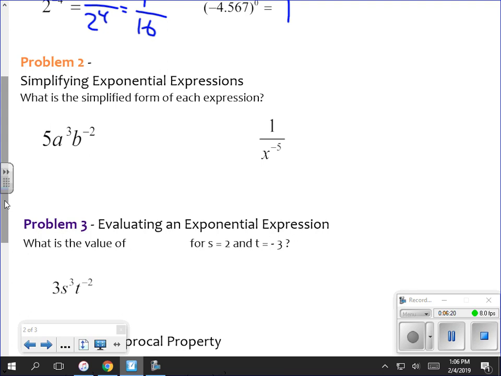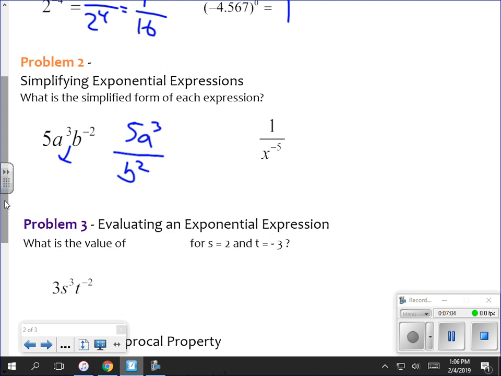So for the first example, 5a cubed b to the negative 2. The 5 is okay. The a cubed is okay. The b to the negative 2 is not okay. What I need to do is take this and move it to my denominator. So the 5 stays where it is, a cubed stays, but I take b and move it to my denominator and make the exponent positive. In our final answers, we're not allowed to have negative exponents. So if I have a negative exponent, I just move it to the denominator and make it positive.